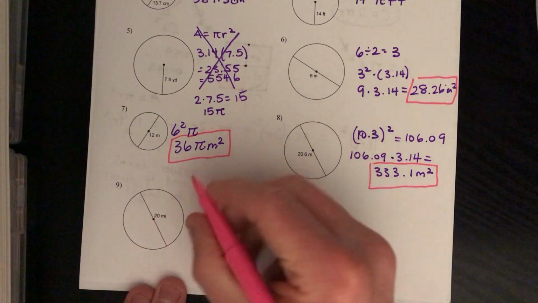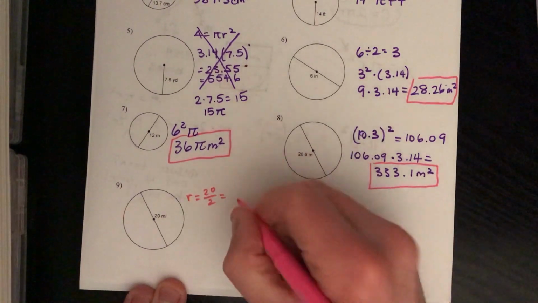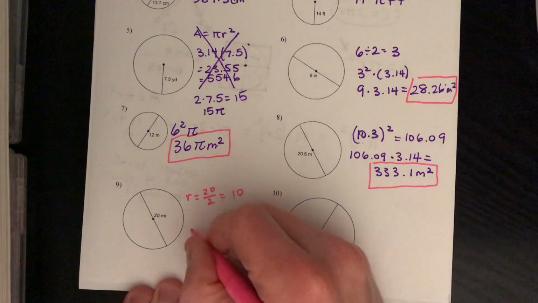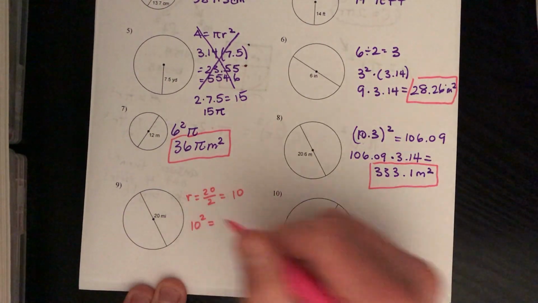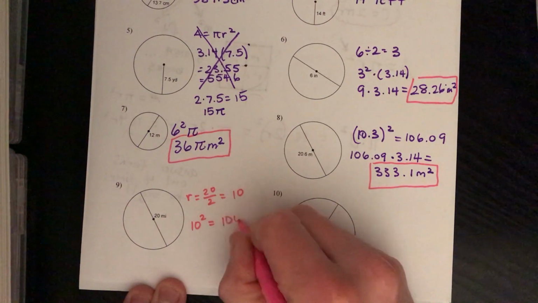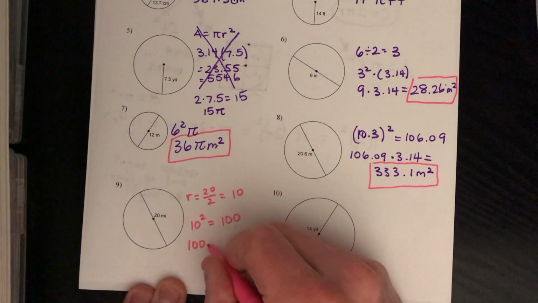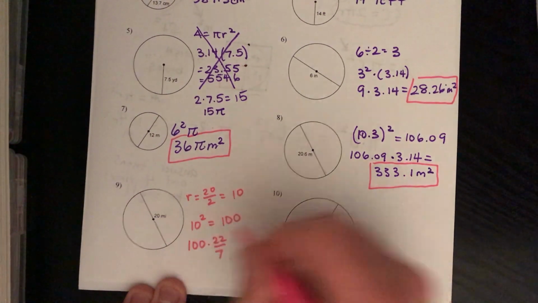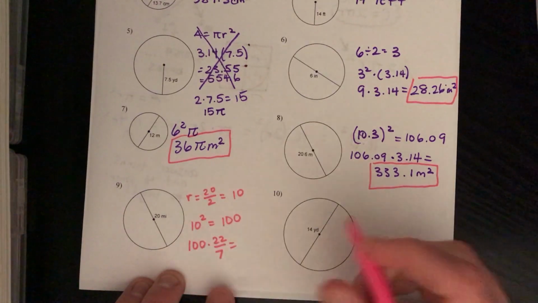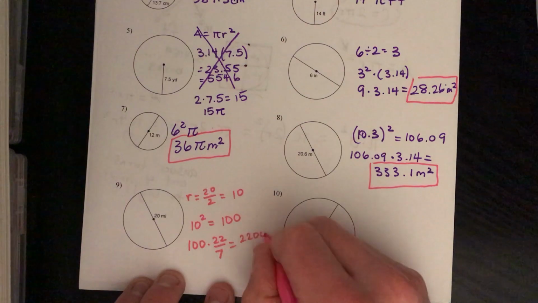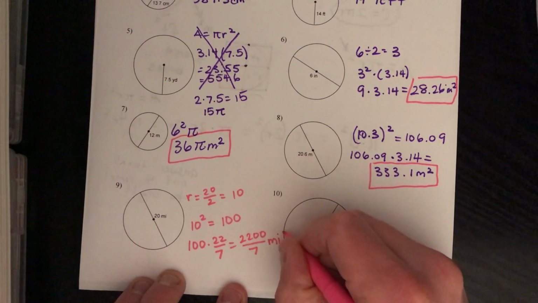So I see the diameter is 20, so the radius is 20 divided by 2, which equals 10. And then I need to do 10 squared. I always do that first, do my squaring first, and it's not 2 times 10, it's 10 times 10, which is 100. And now I'm going to multiply that by pi, which I'll use the 22/7 version of pi this time. And so to multiply 22 by 100, that just means I put 2 zeros on the end of it, so I get 2200 over 7 miles squared.